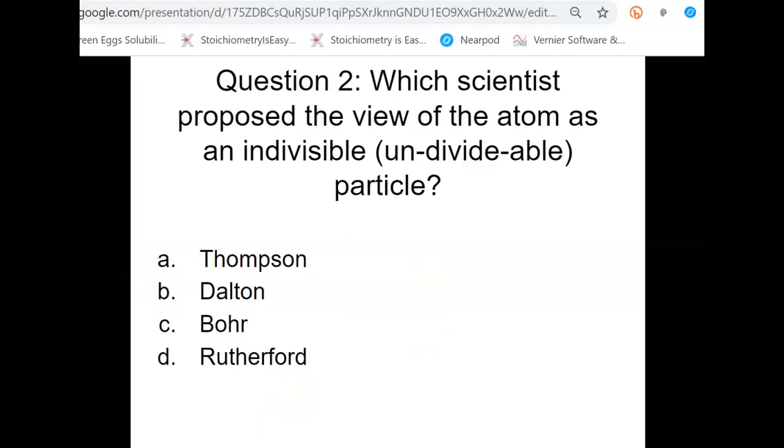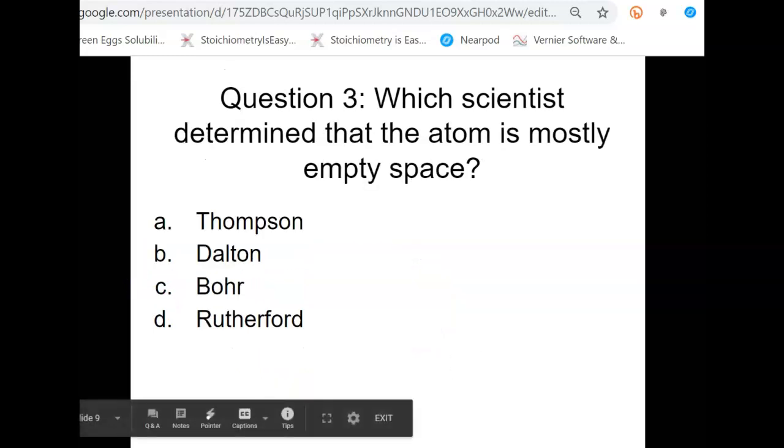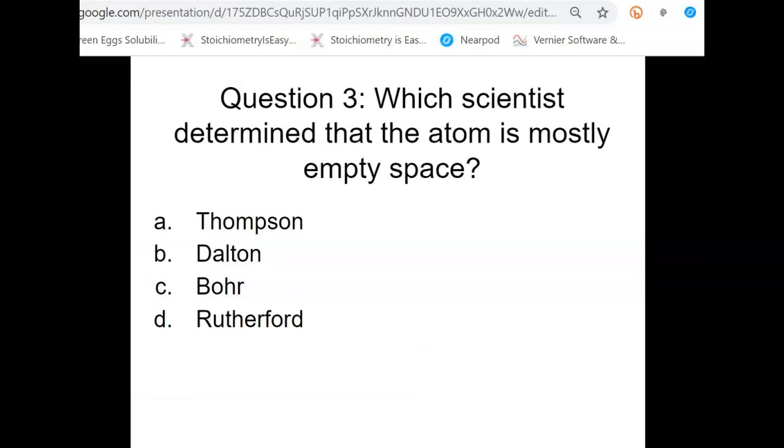Okay, we're going to move ourselves along here. How about this one? Which scientist determined that the atom is mostly empty space?